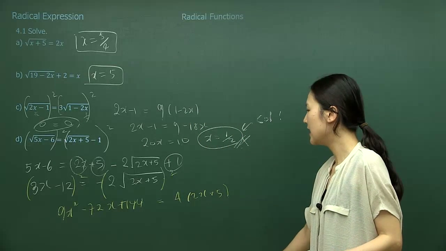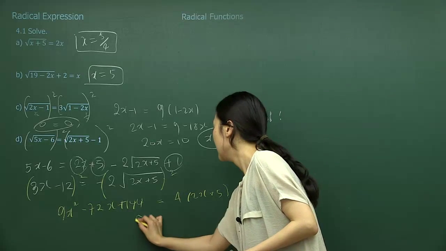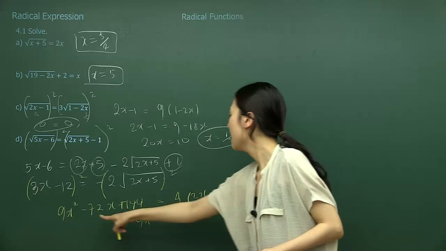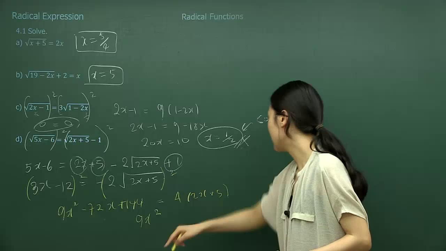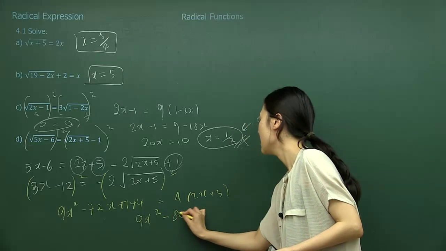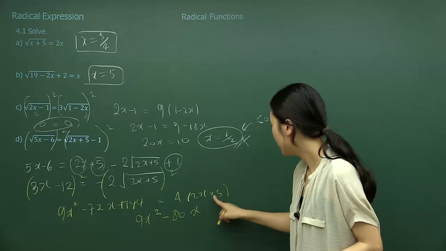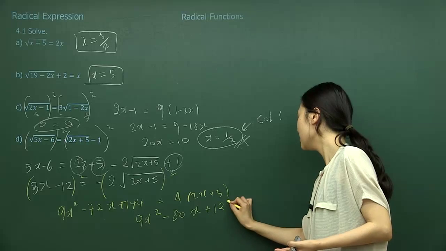So technically, if you solve this, you will be getting your values of x. It's quadratic, so that's 9x squared minus 72x, and then there is an 8x subtracted from it, so that's negative 80x, and then that's plus 144, but there is a 20 subtracted from it, so plus 124.